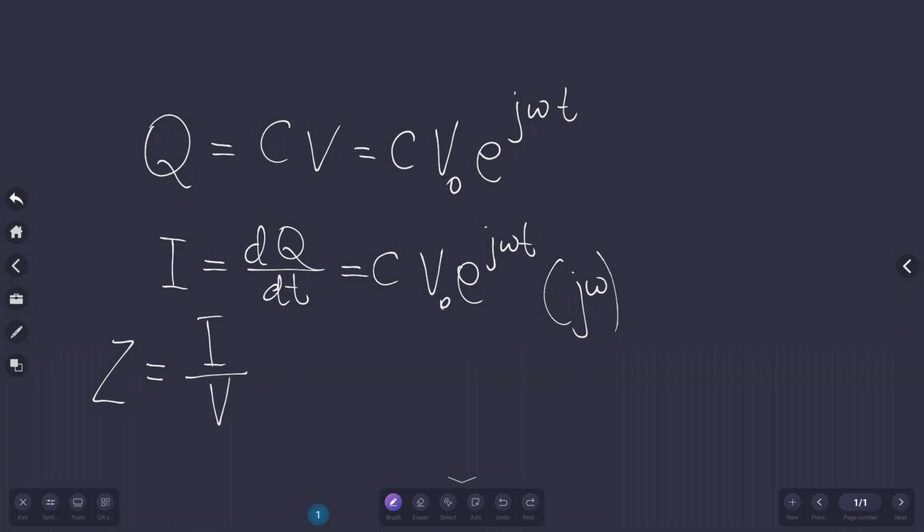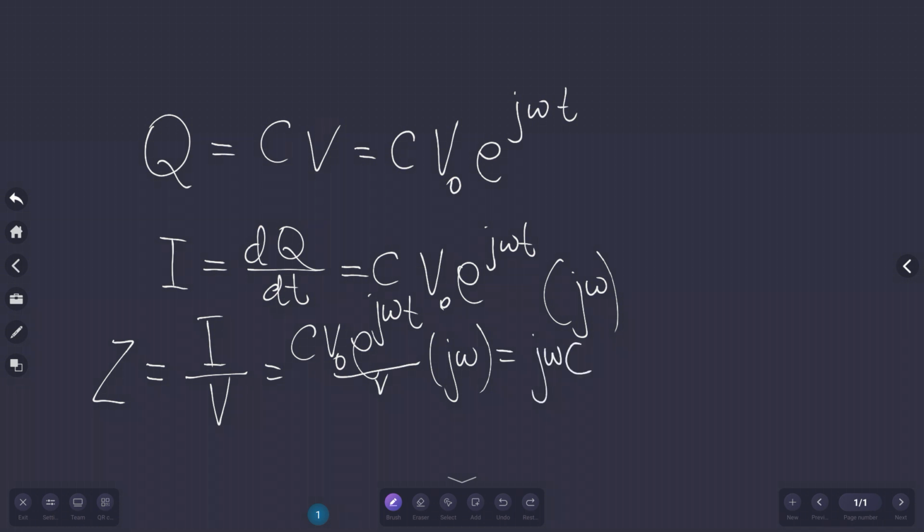So your I is C V0 exponential j omega t. This is really V. And then you would still have multiplied by j omega. Right? And you see that this is the V voltage. So that will cancel with this V. And the answer you get is j omega times C. Is that correct?